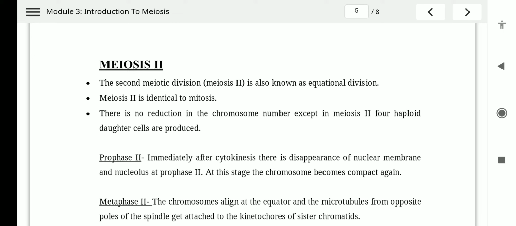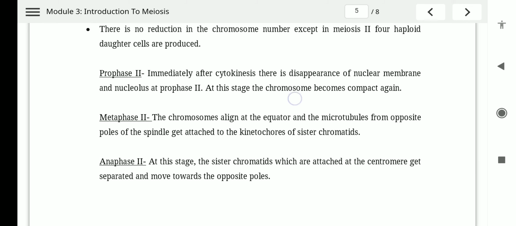So here you will see there is no reduction in chromosome number in meiosis 2, and 4 haploid daughter cells are formed. So two daughter cells are formed by the first meiotic division. Each daughter cell will form two daughter cells again, and thus 4 daughter cells are formed. The second meiosis is also divided into prophase, metaphase, anaphase and telophase stages.